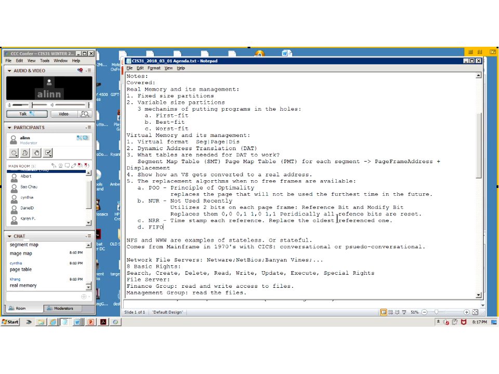Then there's FIFO. You timestamp when the page was placed into memory. So when that page was placed, you replace the oldest timestamp.